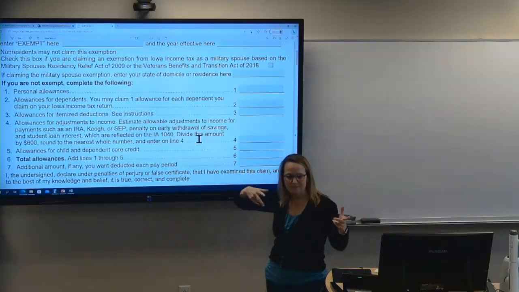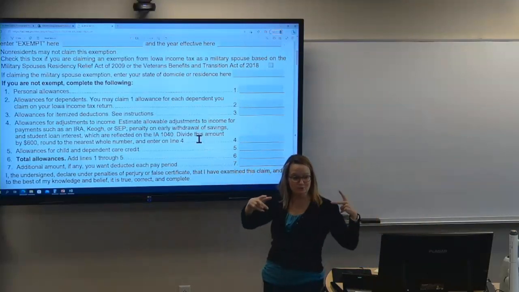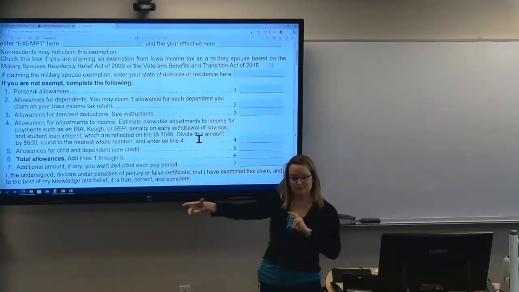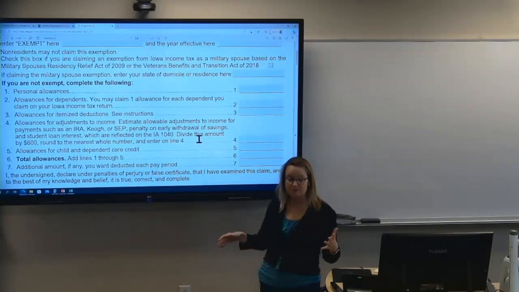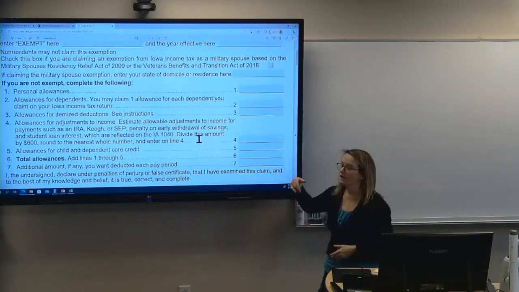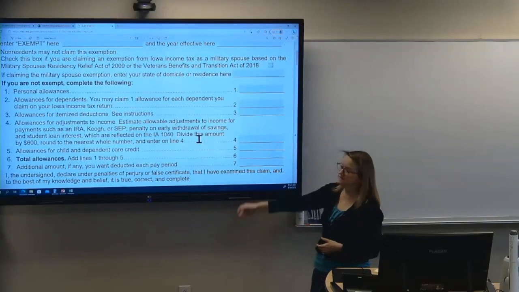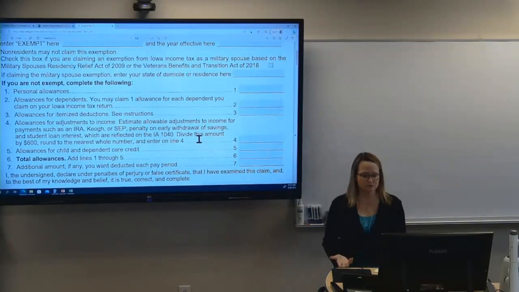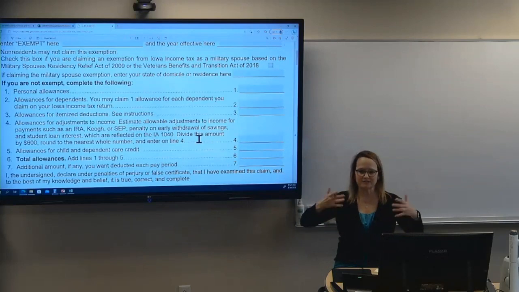So remember I said that those allowances related to those exemptions that the federal government used to have, but they did away with it because they did away with the exemptions. Iowa still has exemptions, and so they still have allowances. Now for Iowa, there are all sorts of different ways that you can qualify for additional allowances.